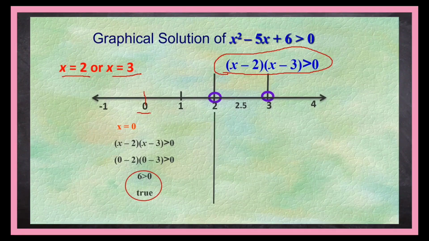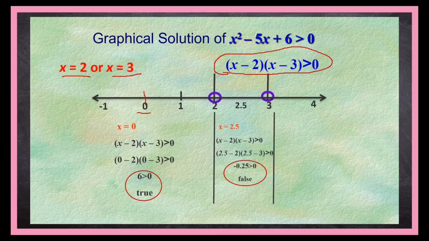Now let us choose a value from the middle part. Let us choose x equals 2.5. Let us substitute 2.5 into (x minus 2)(x minus 3) is greater than 0. Then let us solve. The answer is negative 0.25 is greater than 0. So the answer is false.